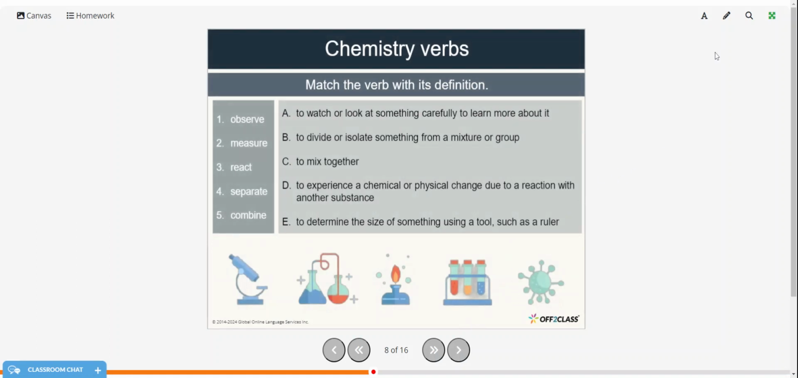Here are a few more. To watch or look at something carefully to learn more about it, that would be to observe. To divide or isolate something from a mixture or group is to separate. To mix together is to combine. To experience a chemical or physical change due to a reaction with another substance is react. And to determine the size of something using a tool such as a ruler is to measure.